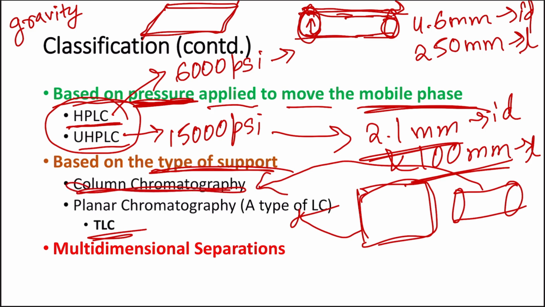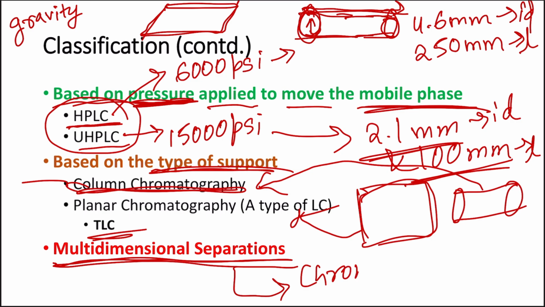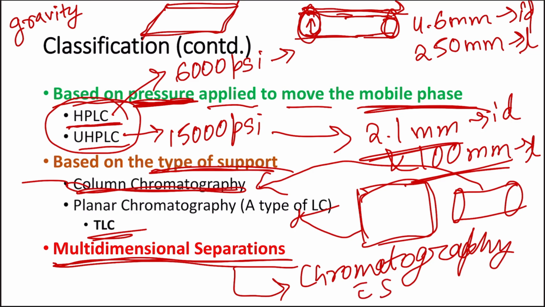This was the method which was used by Michael Sweet earlier for the first time for doing chromatography. And then we have an entity known as multi-dimensional separation, where we are coupling chromatography with some other separation techniques, and as a result this will increase the efficiency of separation of the different components present in the particular analyte of the sample.